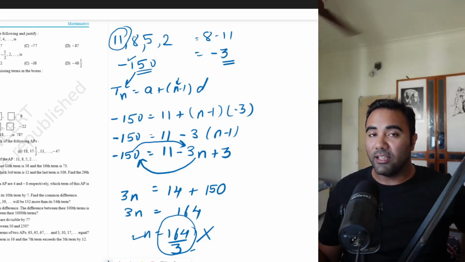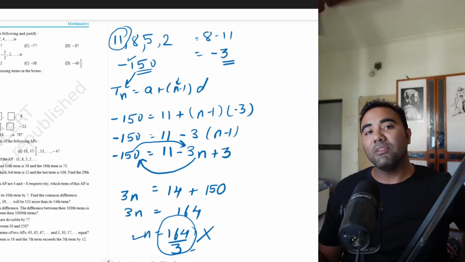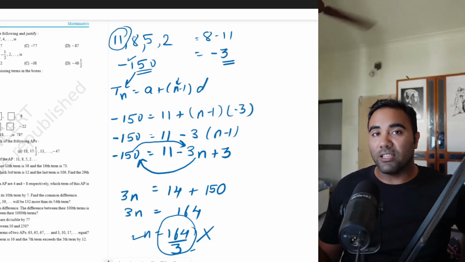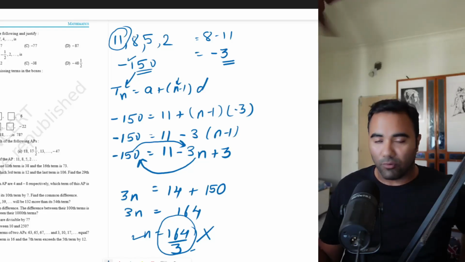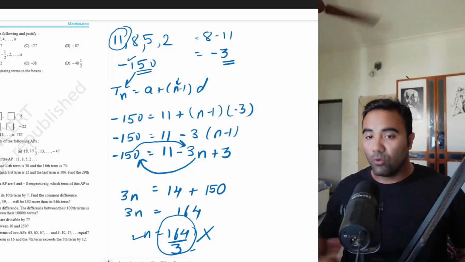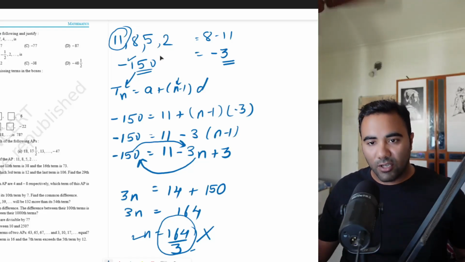I'm not saying that arithmetic progressions cannot be made out of fractions. There can be fractions in an AP. But you cannot have a position as a fraction, like first term, second term, third term, 3/4 term. No. Okay, that is why the answer to question number 6 is no, minus 150 is not a term.